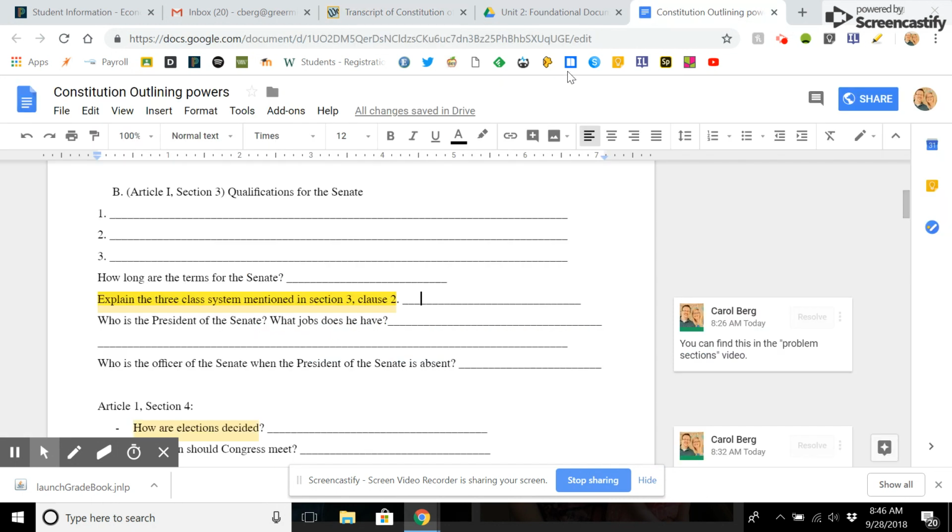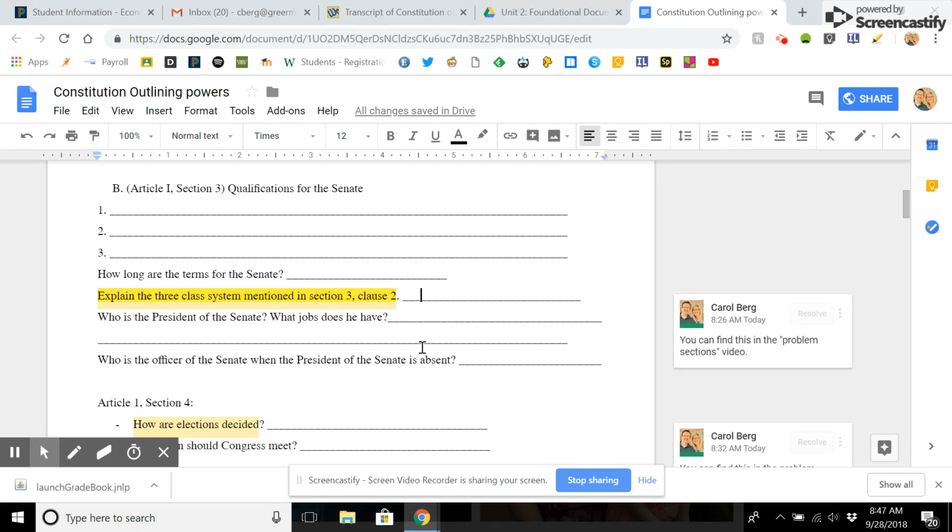So what do you write down over here? We say senators are divided into 3 groups. Each group is elected every 2 years, and they have 6-year terms. So we have staggered elections. Okay, does that make sense?